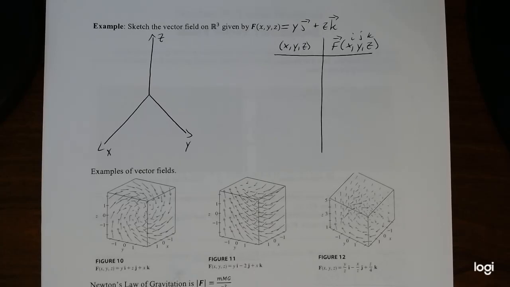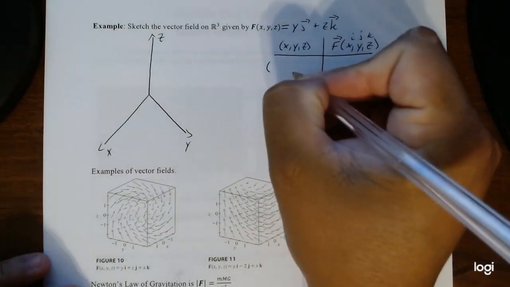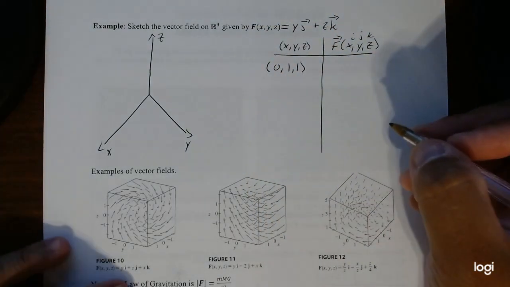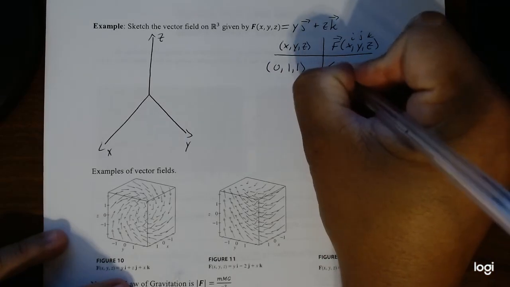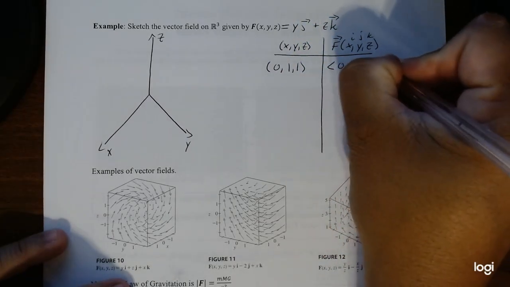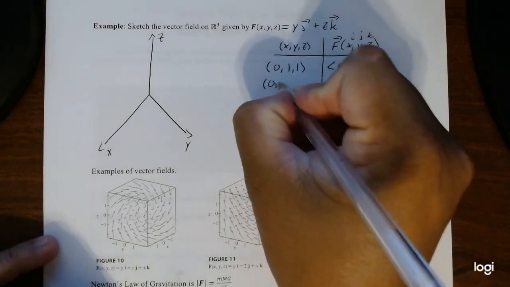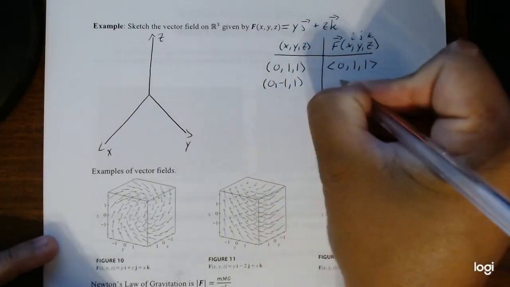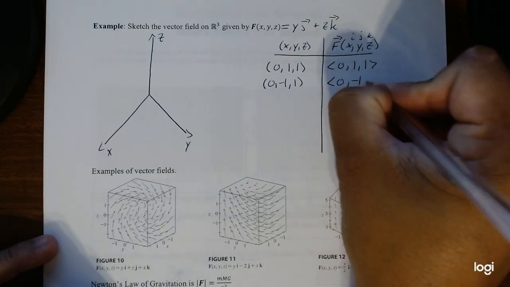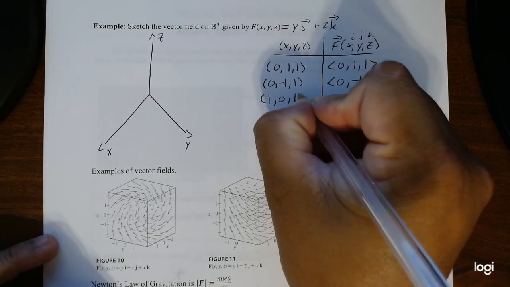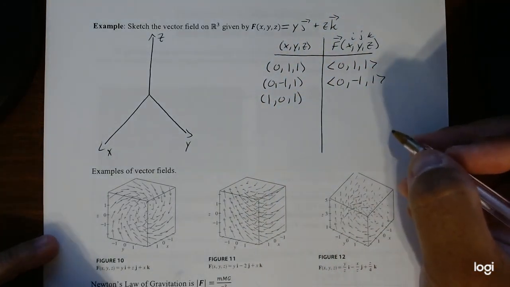So in this case, since we have no I, the x is going to be constant. Whatever the value is here, it's going to be there. So let's start with the point 0, 1, 1. So if I go over here, that's just the vector 0, 1, 1, right? Plug in y and z there. 0, -1, 1. Same thing over here. We'll do a couple more so you can see what the vector field will be doing.